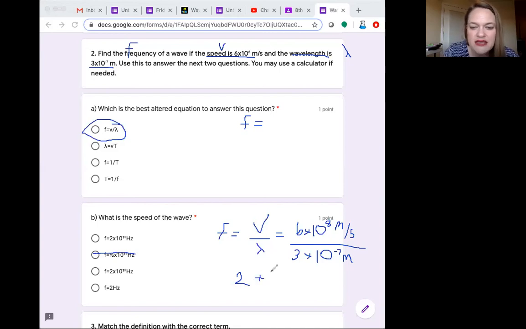Then we look, okay, times 10 to the negative 8 divided by 10 to the negative 7. If you divide 10 to this exponent and it happens to be negative on the bottom, then that just gets added to the top. So what we're looking at here is 8 minus negative 7, also known as 8 plus 7. So that's going to be 2 times 10 to the 8 plus 7 is 15. The meters cancel out. That leaves us with 1 over seconds, which is also known as hertz. With that in mind, we only have one option over here.